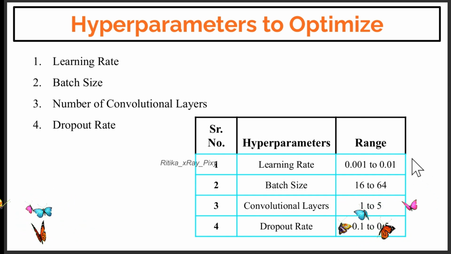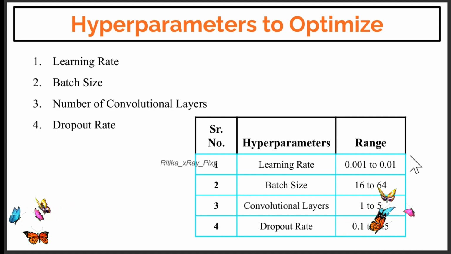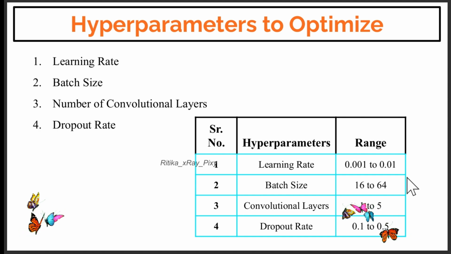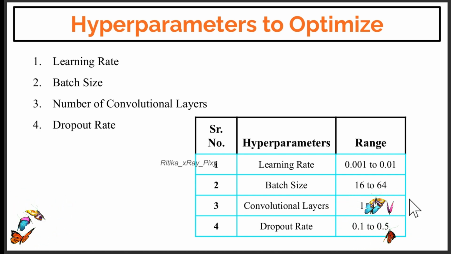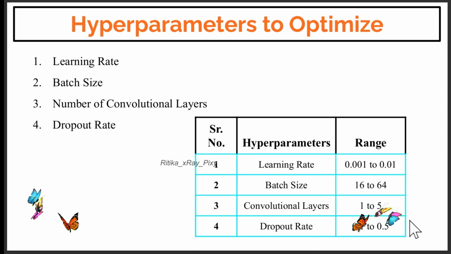Now in this table you can see the range that we will use for each parameter. For the learning rate, it is between 0.0001 and 0.01. For batch size, 16 to 64. For the convolutional layers, 1 to 5. Dropout rate, 0.1 to 0.5.